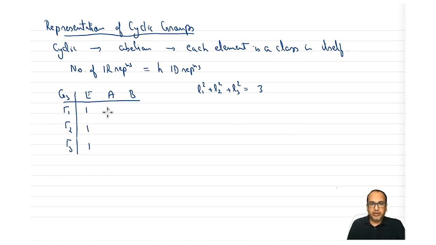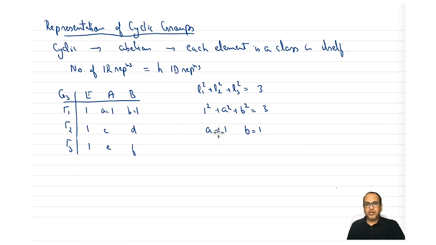Now if we say this is A and B, the characters under A and B, the next rule says that 1 square plus A square plus B square is equal to 3. Again, the solutions here can be A equal to plus 1 or minus 1, B equal to plus 1 or minus 1. So let's take this as plus 1 first. So that would mean that we can have it as 1 and 1, right? Okay, so let's keep A equal to 1 and B equal to 1. Now let's say this is my CD and this is my EF. The other two possible solutions are that A is equal to minus 1 or B is equal to 1 or minus 1.